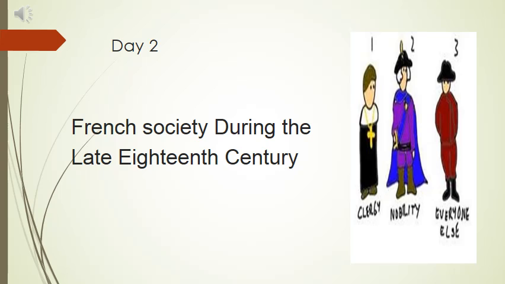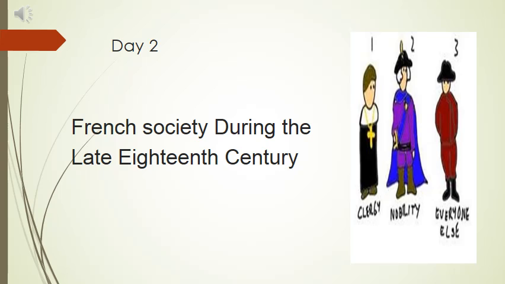Today we are going to learn about French society during the late 18th century. In this part, we will learn about how the society of France was divided into three parts. Who were the three states? Why were the people of the third state so angry with the king? What was burdened on them, and why did they not like the government? This is what we are going to learn today.